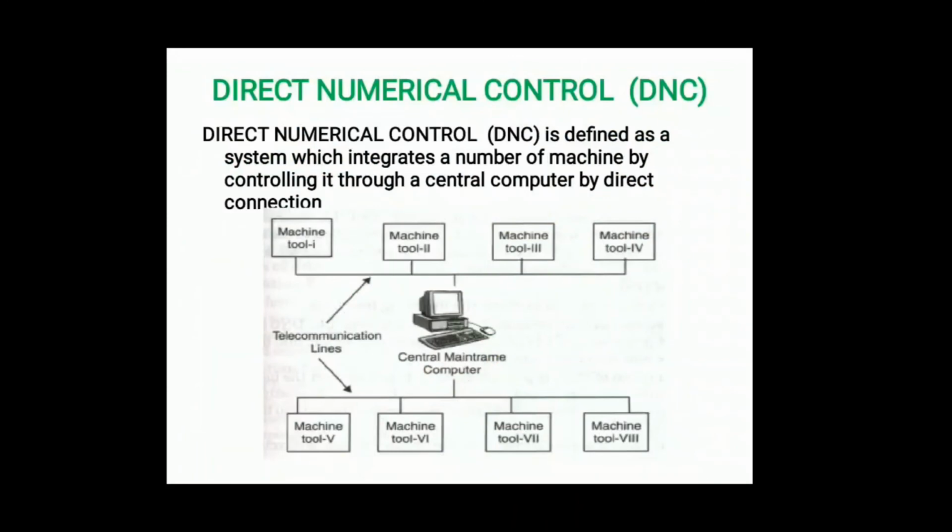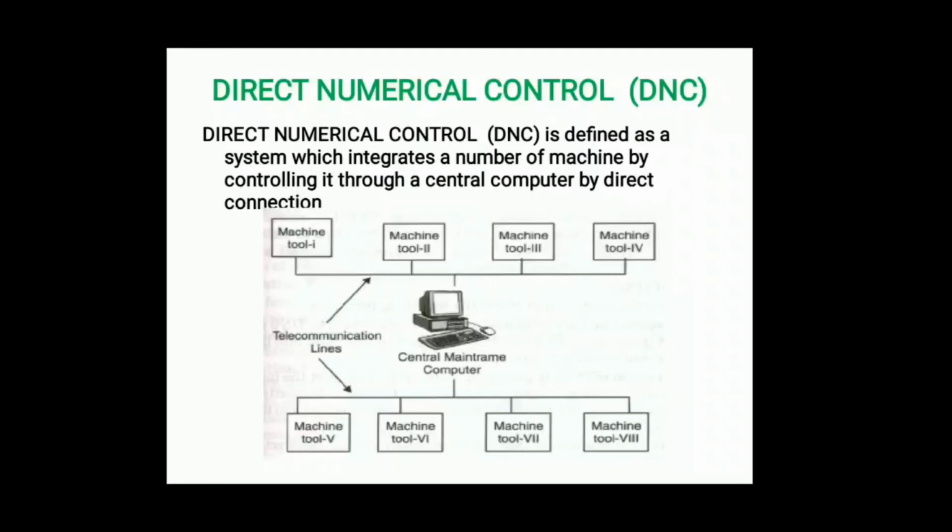The next part is the direct numerical control system. It is the second type in this chapter. It is defined as a system which integrates a number of machines by controlling them through a central computer by direct connections, and the tape reader is eliminated and the part program comes from the computer memory. In this system we remove the input system such as the punch tape reader, and give the program directly from the computer.